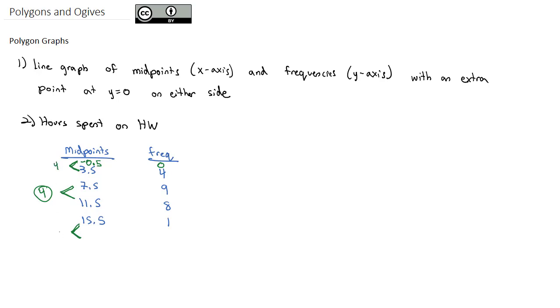We're also going to go forward 4 points from 15.5. And that's going to take us to 19.5. And that's going to have a frequency of 0 as well. Those are those 2 extra points, one on each side, the class width away from the bottom and the top, with a frequency of 0. Now we're ready to make our graph.